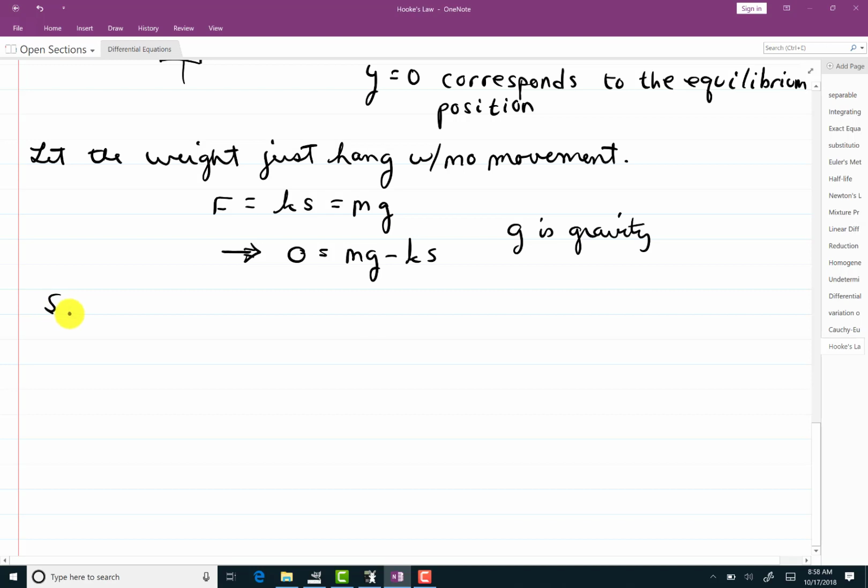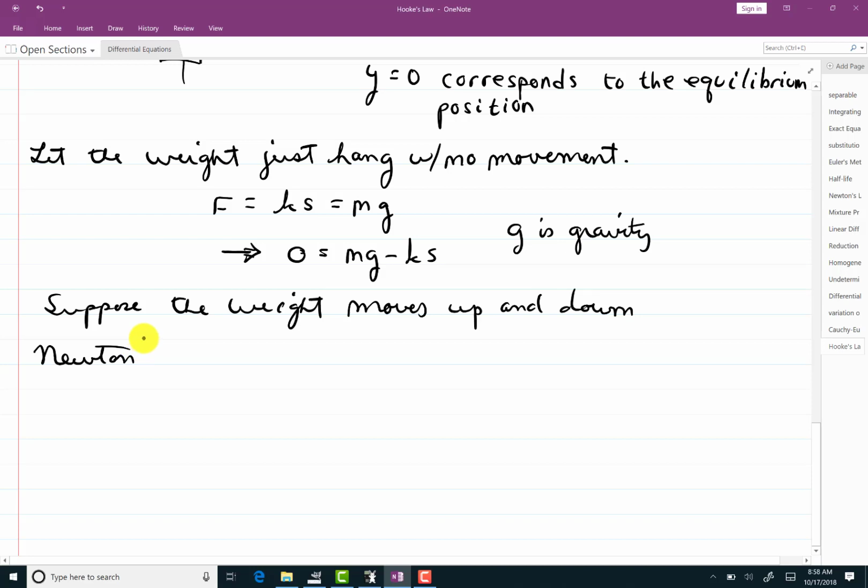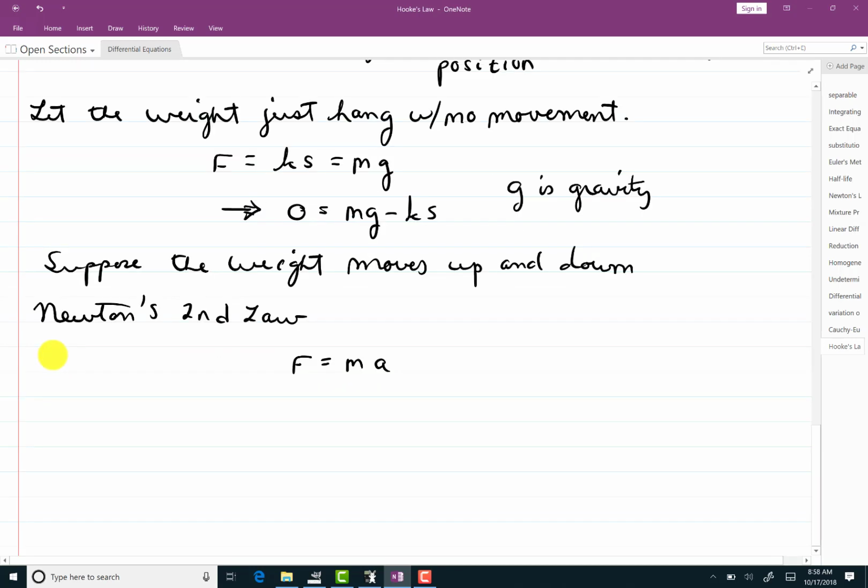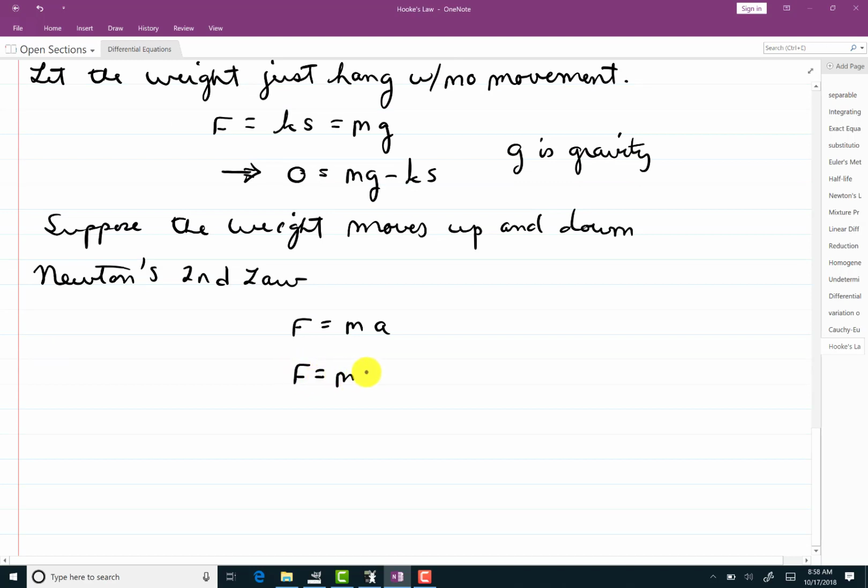Now, suppose the weight moves up and down. So maybe it's pulled downward and released, and it starts to bounce up and down, up and down. Well, Newton's second law tells us that force equals mass times acceleration. Or in our version of acceleration, force equals mass times y double prime. Remember, first derivative is velocity, second derivative is acceleration.